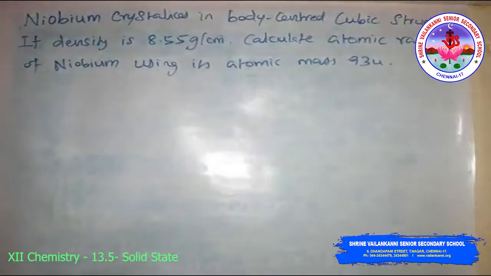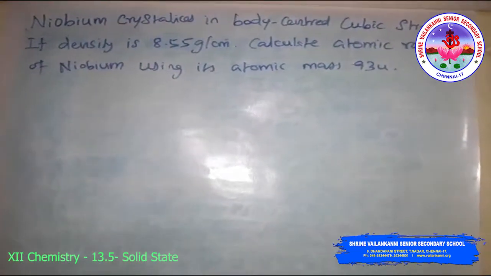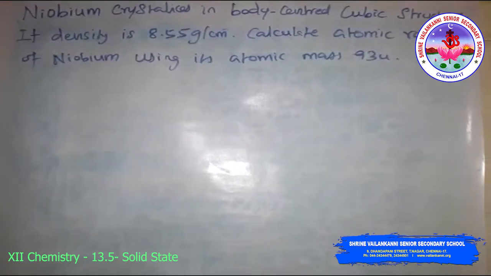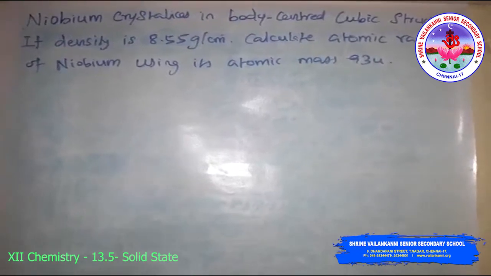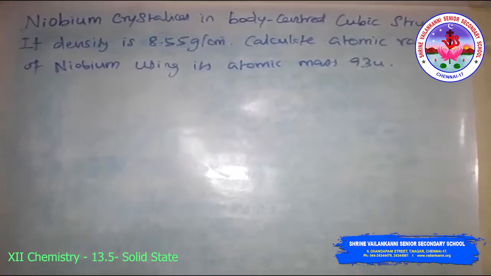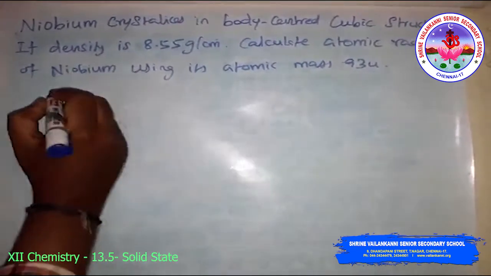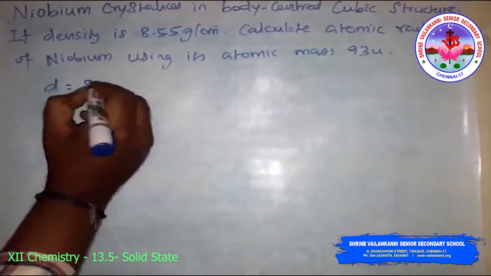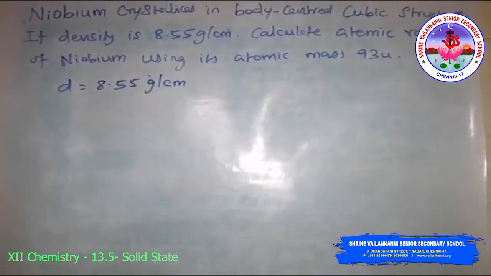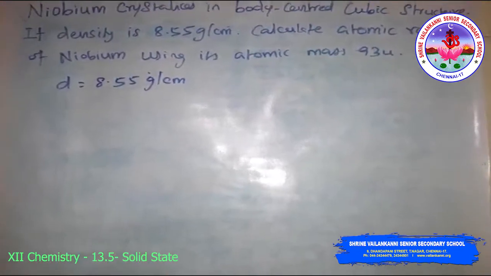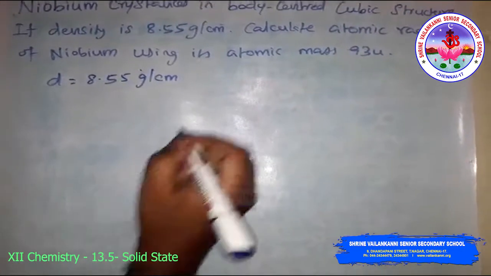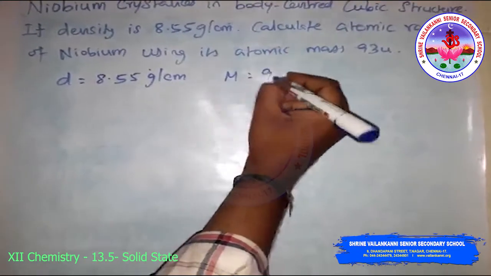Look at this problem. Niobium crystallizes in body centered cubic, that is BCC structure. If the density is 8.55 gram per centimeter cube, calculate the atomic radius of niobium, given its atomic mass is 93 U. So here the given value is density, D is equal to 8.55 gram per centimeter cube. Then next is atomic mass, which is 93.